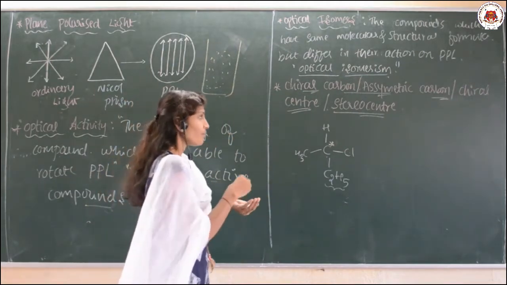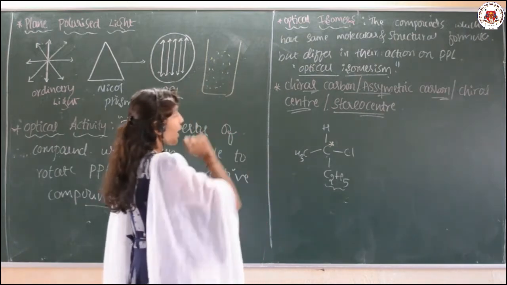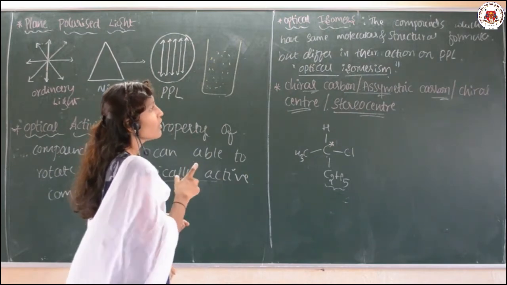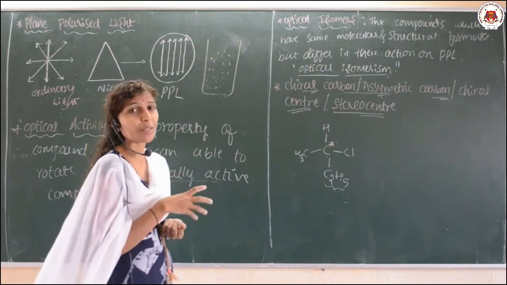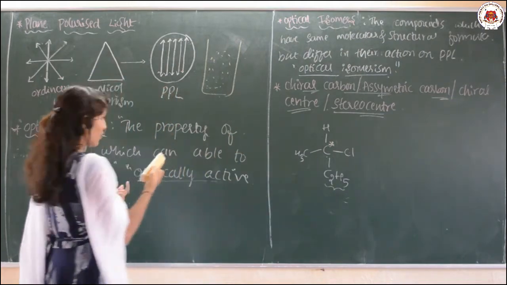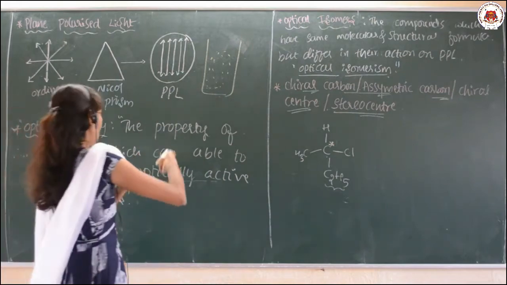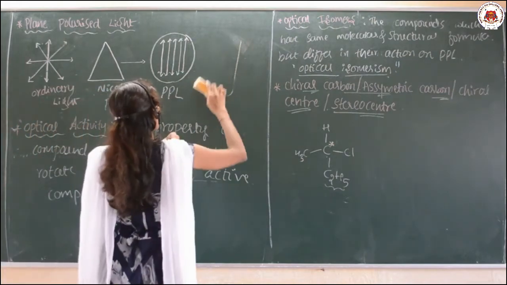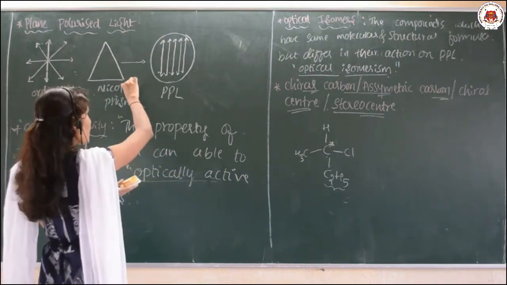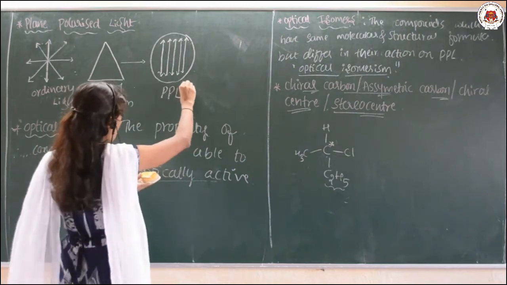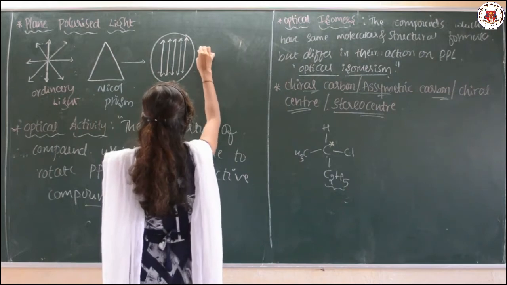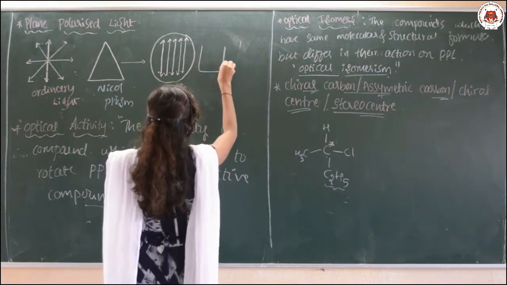Clear? And one more thing I want to tell you here, as I said, optical isomers can rotate the plane polarized light, and their action will be different. On the basis of their action, the compounds are classified. I hope you got all these points. Look at this: ordinary light is passed through a nicol prism, and we get plane polarized light, and then this plane polarized light is passed through an optically active compound.